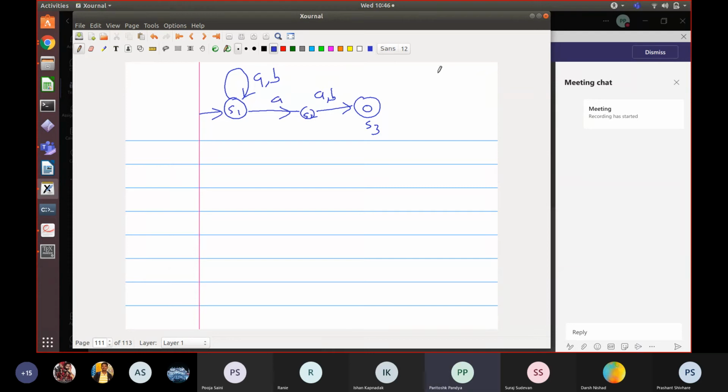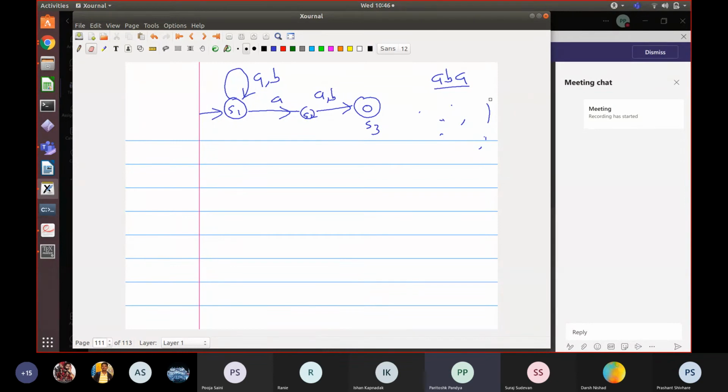Now, how do we know whether the word ABA is accepted by this automaton or not? We saw one method. We had this mathematical technique: we computed delta hat from S1 on ABA, and we checked whether its intersection with the set of final states, that is S3, is non-empty. That was our check. Recall this method.